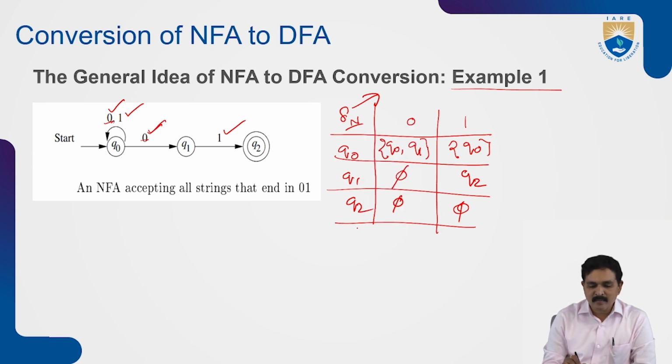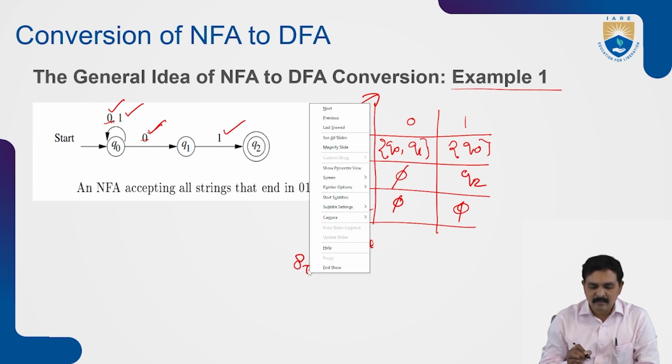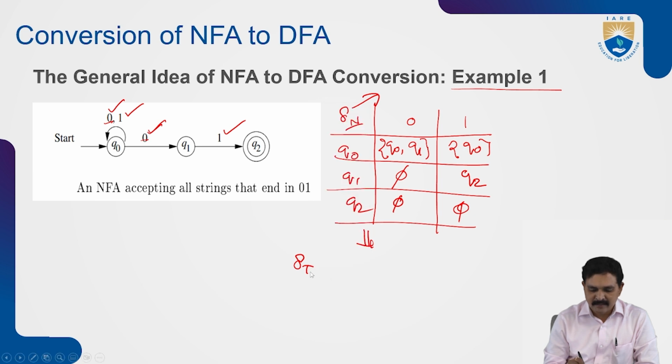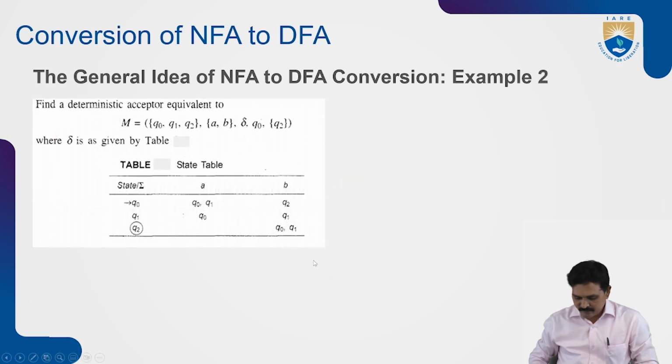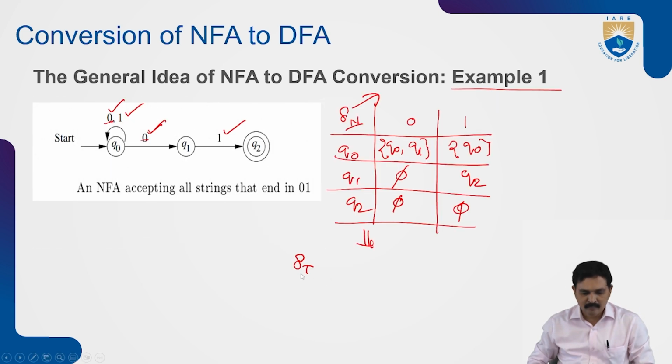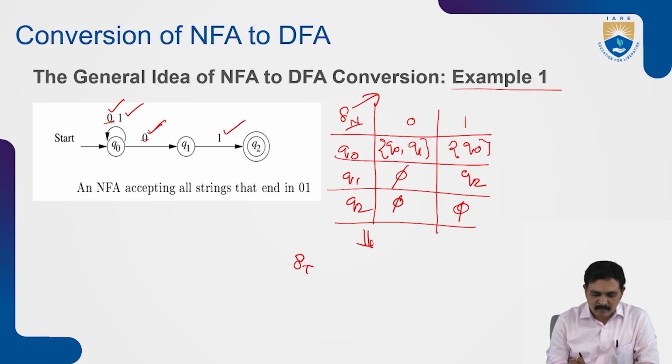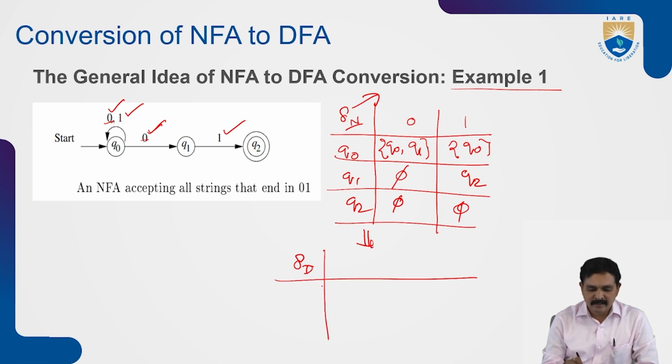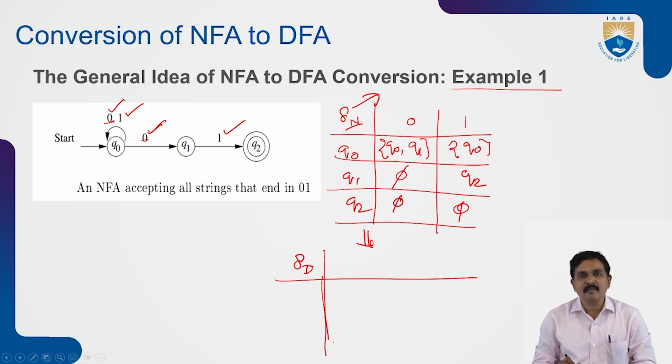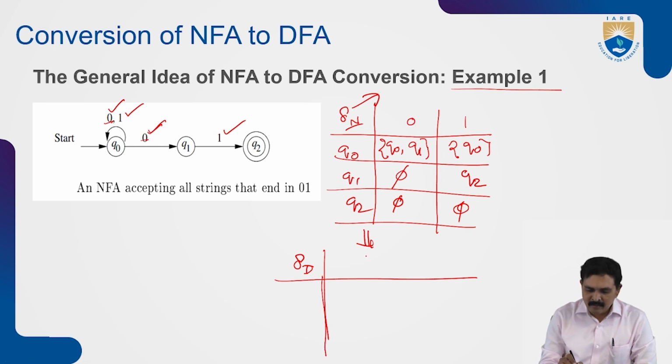So you must convert it into the DFA. Here I am taking the DFA diagram. As per our formula that we discussed now, this is the delta D, the transition table of the DFA diagram. So we have to check it here. The symbols are the same.